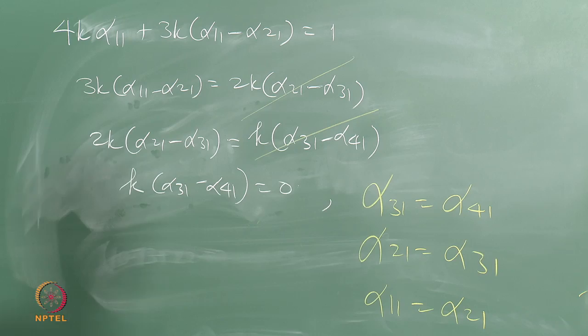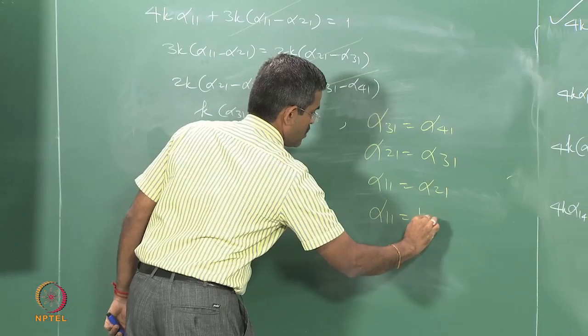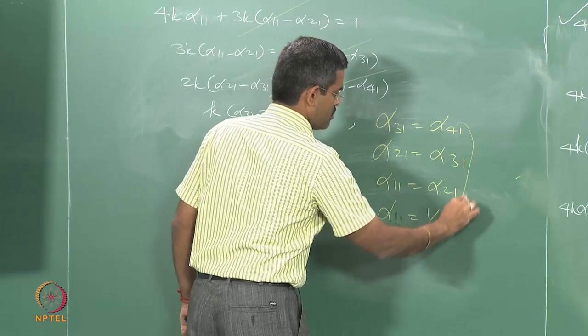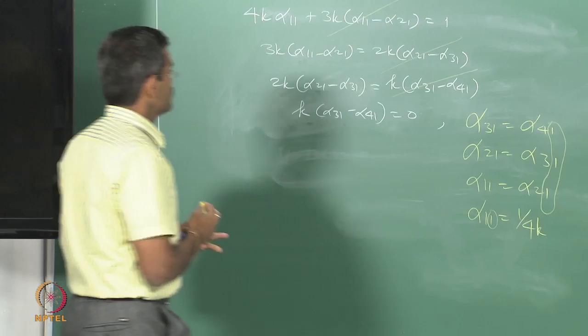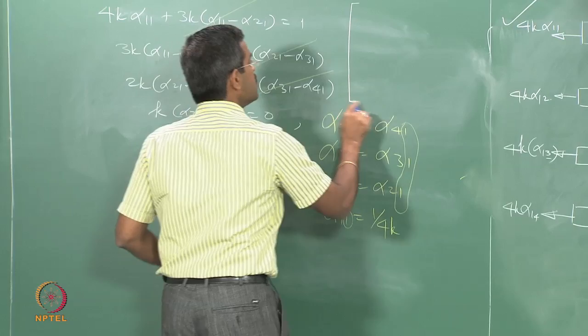I substitute this relationship here, this sets to 0 because they are equal. So, I get alpha 1 1 minus 1 by 4k. So, which all will be 1 by 4k, because alpha 1 1 minus 2 1 is 3 1 and 4 1. So, I got the first column of the influence coefficient matrix, which will give me 1 by 4k. So, let me write down the matrix here. One by four k.